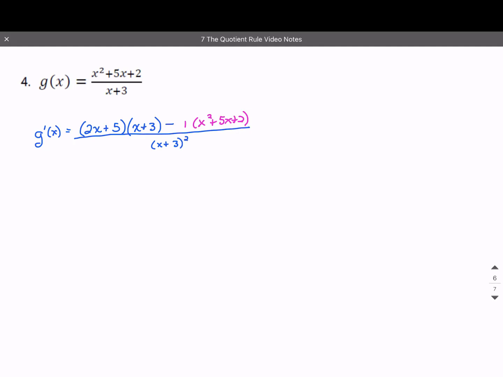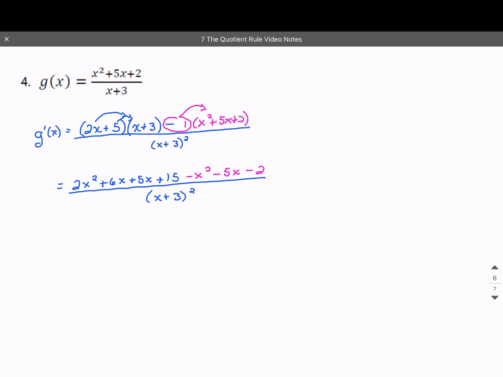Calculus is done. Now we're doing algebra. So we're going to do 2x times x is 2x squared. 2x times 3 is 6x. 5 times x is 5x. And 5 times 3 is 15. Now we're going to take this negative 1 and distribute. So negative 1 times x squared is negative x squared. Negative 1 times 5x is negative 5x. Negative 1 times 2 is a negative 2. And this is all over the quantity x plus 3 squared.